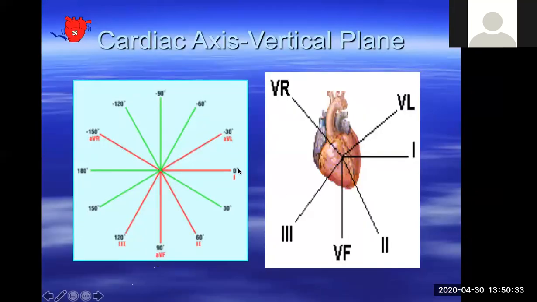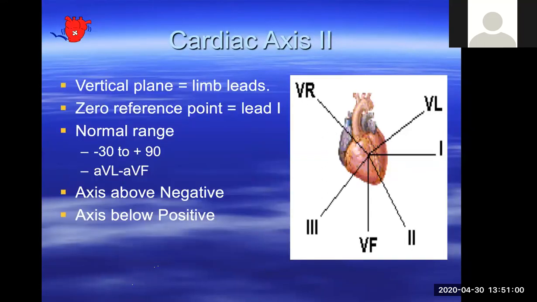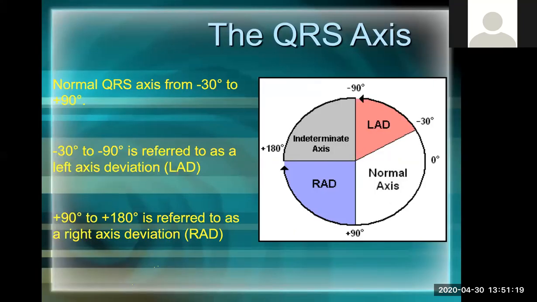So again, if you look at the heart in this vertical plane, you just have to remember where each lead points to and what its degree is. So lead 1 is always 0, lead AVF is always plus 90, lead 2 plus 60, lead 3 plus 120, AVL minus 30, sorry, and AVR is minus 150. And the normal axis is between minus 30 and 90, so between AVL and AVF. If it goes more to the left, less than minus 30, it's called left axis. If it goes more than plus 90, 120, 130, whatever, then to the right, that's called right axis. Okay.